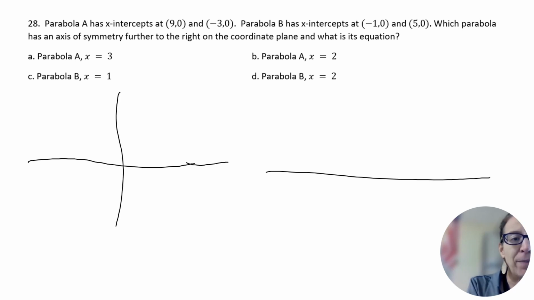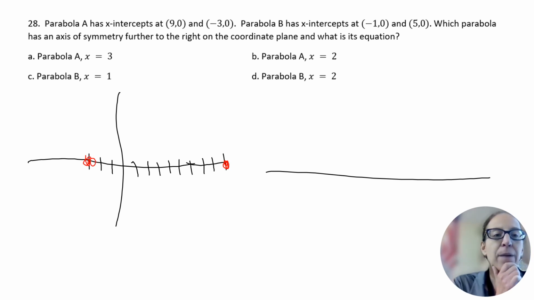So the first parabola has x-intercepts at (9, 0). So 1, 2, 3, 4, 5, 6, 7, 8, 9, and (-3, 0). Here. Oh, there we go. I should probably do that with my mouse rather than my finger. Okay, so there's where the x-intercepts are.